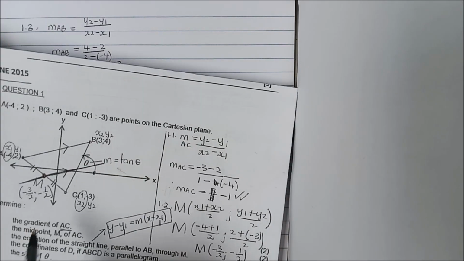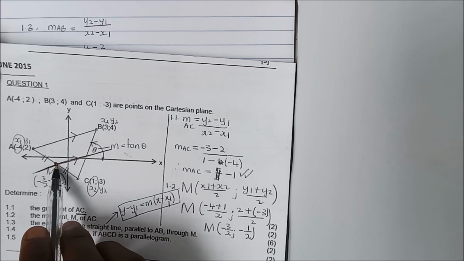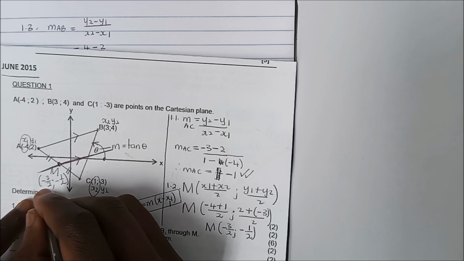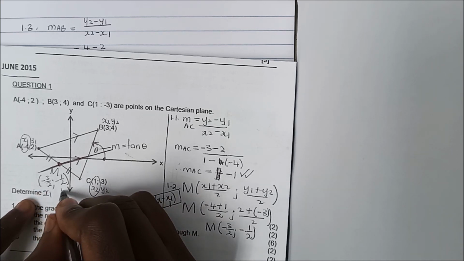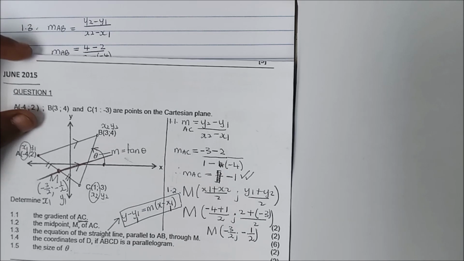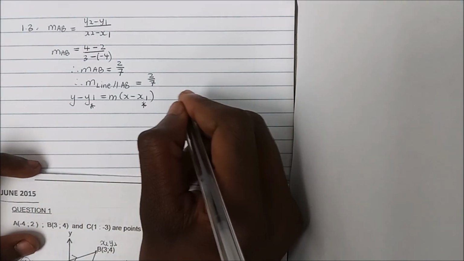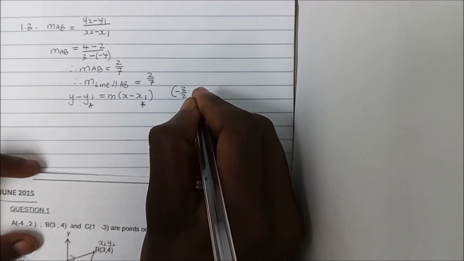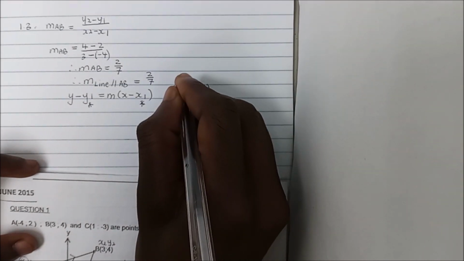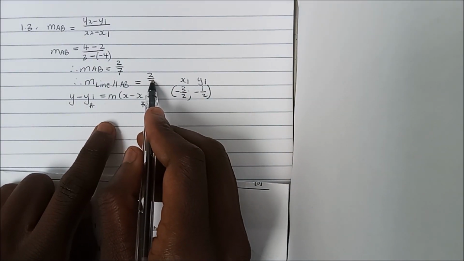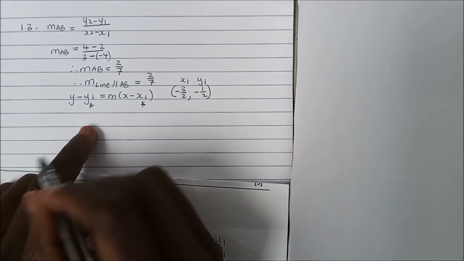So we know that this line passes through M. So we can just say this is going to be our x1, and this is going to be our y1, and then we make substitutions into the formula. On the side, you can just highlight -3 over 2 and -1 over 2, and that will be your x1, y1. And we know the value of m, that is 2 over 7, and then we make substitutions.